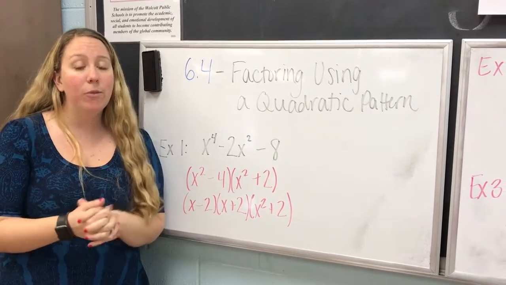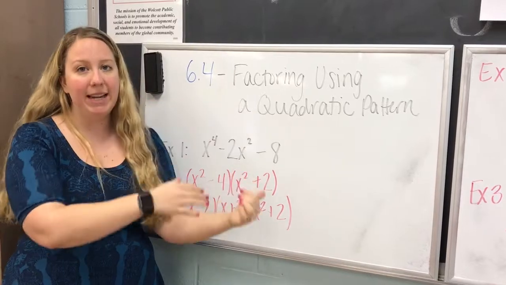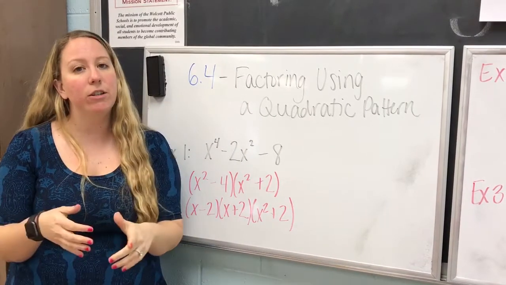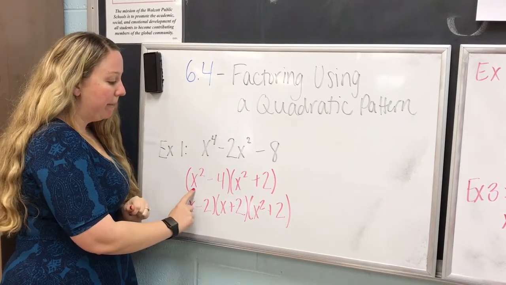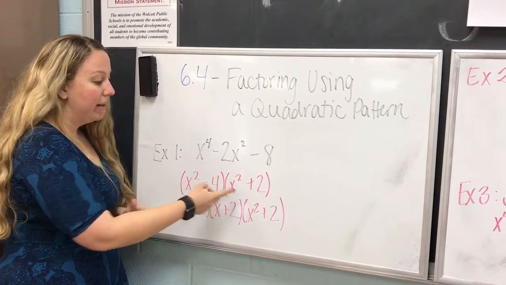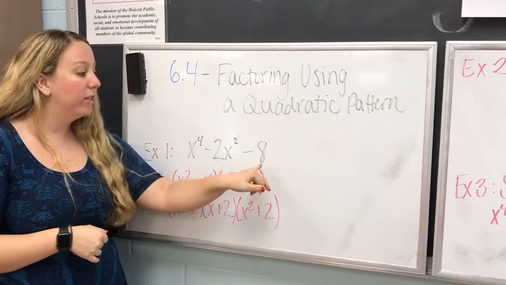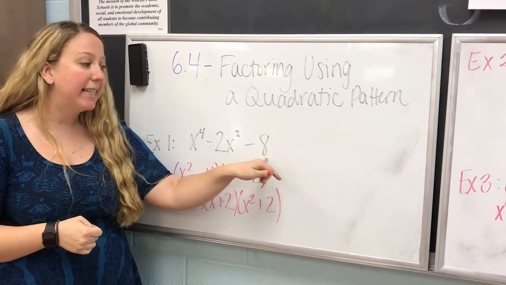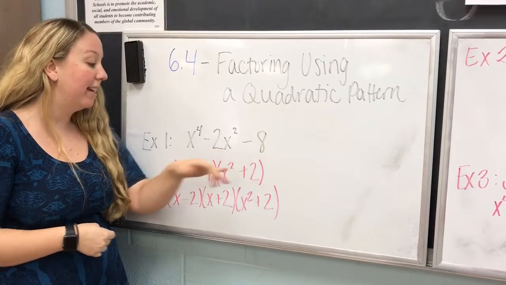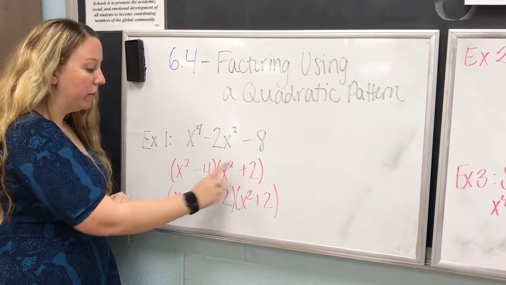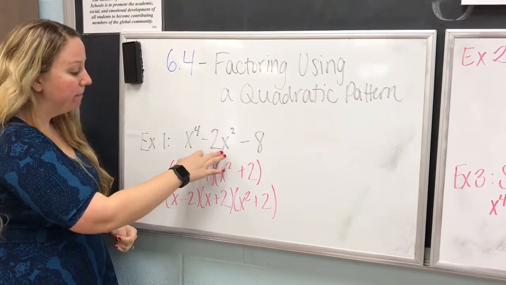So normally when you have a quadratic, you have x squared in your original equation and you break it up into x and x when you separate it into your two parentheses. This time we have x to the fourth and we're going to break it up into x squared and x squared. And because you're using a quadratic pattern, you still want two numbers that multiply to negative 8 and add to negative 2. So my two numbers that multiply to negative 8 are negative 4 and 2, and then if you add them together you get this negative 2x squared in the middle.